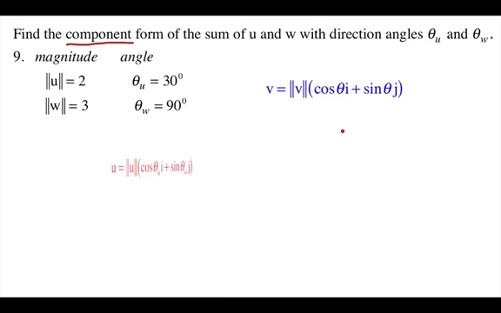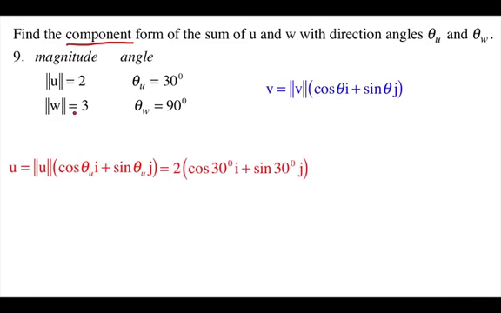Apply the formula to find u. Substitute the magnitude, the angle. Simplify the trig ratios here. This is what I get. I'm going to distribute the magnitude, or the 2, and I rewrite this. Once I multiply, I rewrite this in component form, and this is just the first part. I still need to find the sum, but I'll do that in just a little bit.